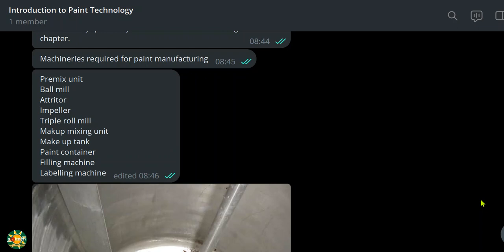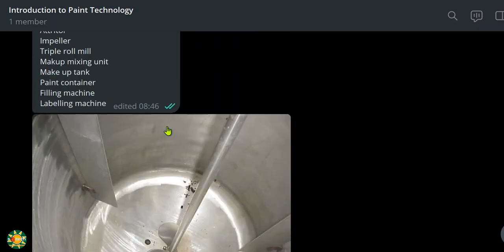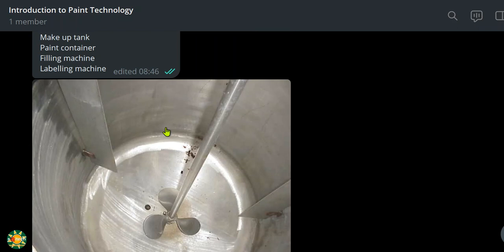Let me now explain about the machineries required for paint manufacturing. This is a very important section. So we have the premixed unit, ball mill, attritor, impellers and triple roll mill. Then you have the makeup mixing unit, makeup tank, paint container, filling machine, labeling machine. So these are the very essential parts of paint making.